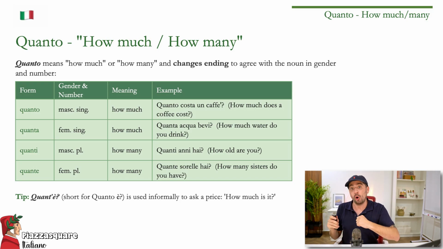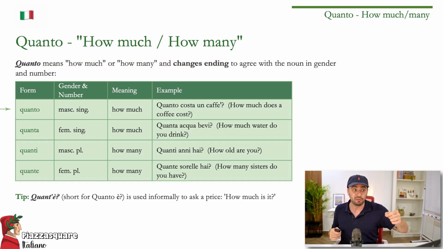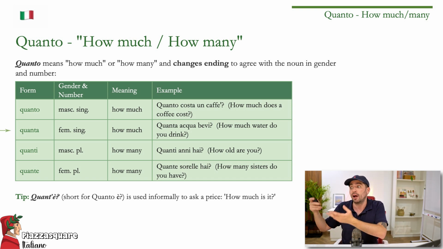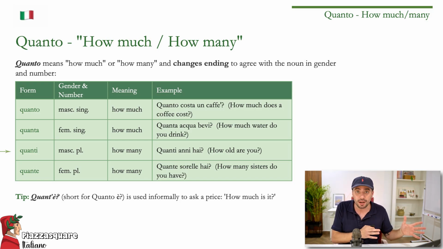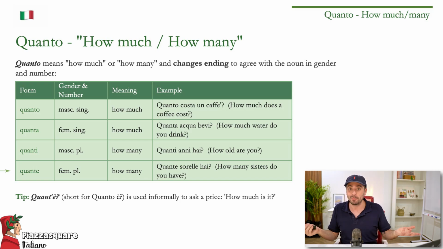Quanto, how much, or how many? Quanto is a versatile interrogative word that changes ending to agree with the noun it's asking about. This means that you will choose one of four forms. Quanto for masculine singular, which means how much. Quanta for feminine singular, how much again. Quanti for masculine plural, how many. Quante for feminine plural, how many.